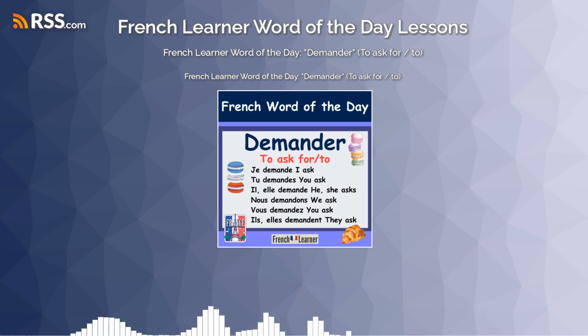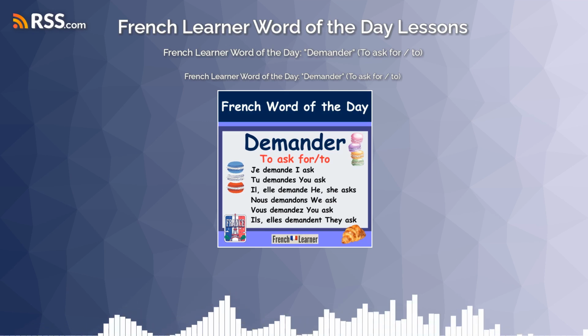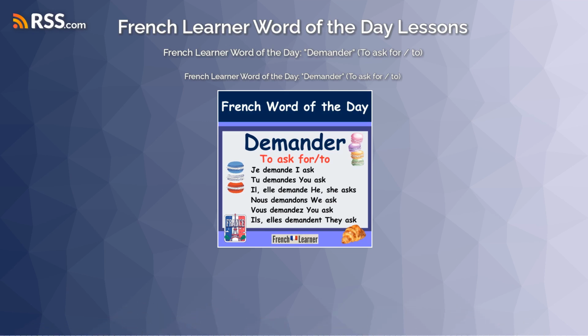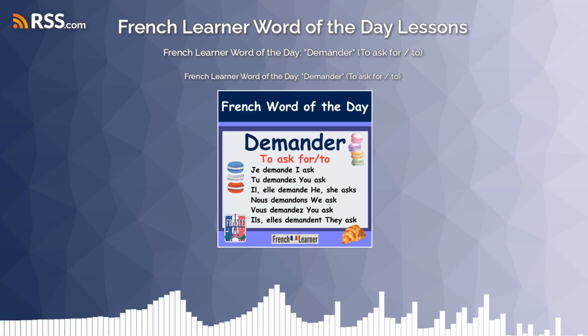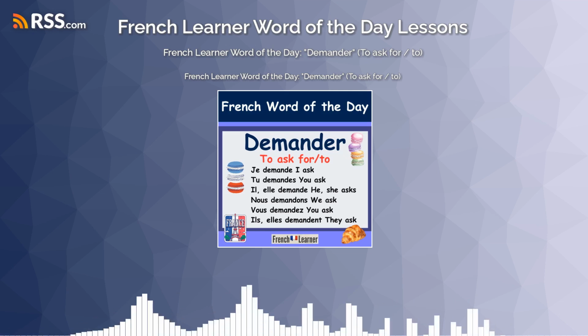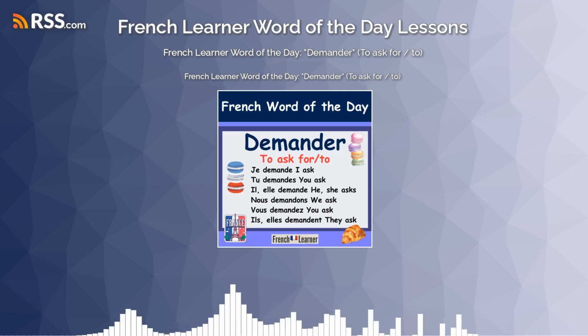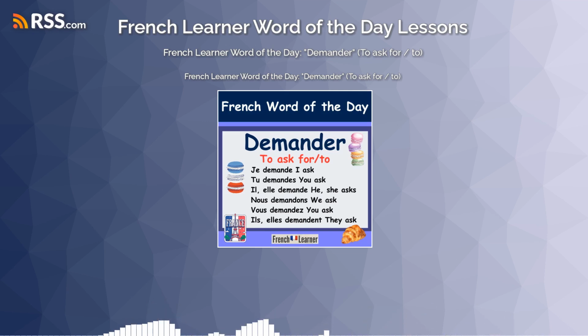La première phrase, the first sentence. I ask my daughter for a book. En français, je demande un livre à ma fille. So I ask my daughter for a book. Je demande un livre à ma fille. So the grammatical structure here is demander plus the thing that we're asking for, à plus the person. So demander, whatever it is that we're asking for, here it's un livre, à plus person. So je demande un livre à ma fille.